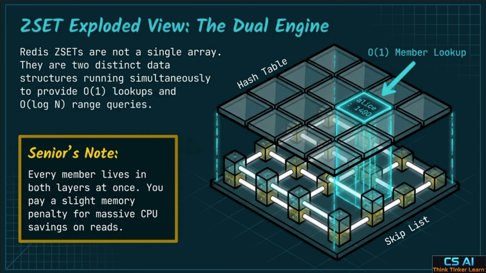The ZSET is not a single array, it's a dual engine. It runs a hash table and a skip list simultaneously. The hash table gives you that O(1) member lookup, while the skip list enables O(log n) range queries. You pay a slight memory penalty for having both, but the CPU savings on your reads are absolutely massive. It's a classic, well-engineered trade-off.